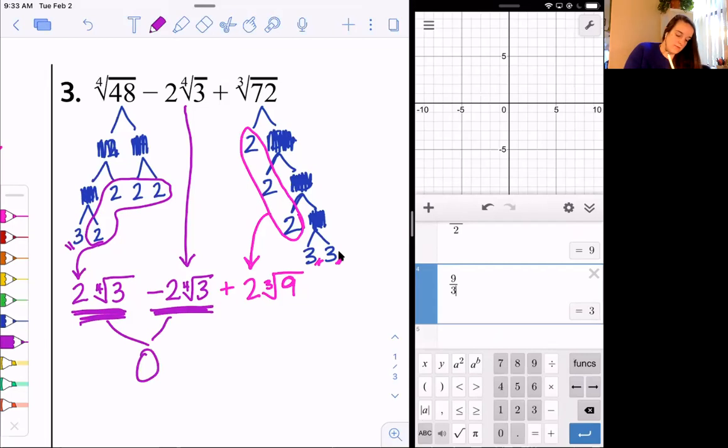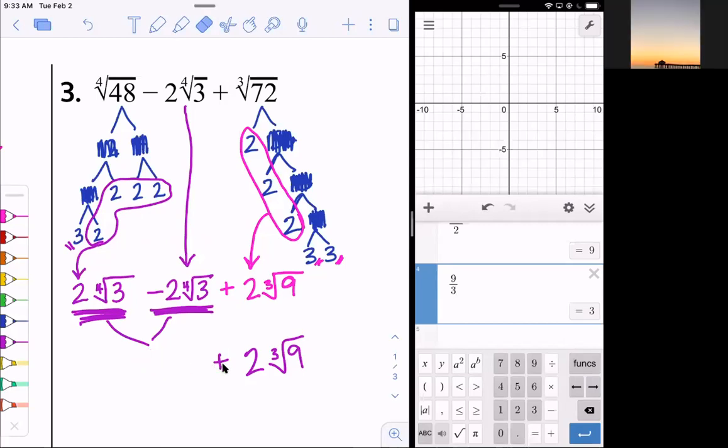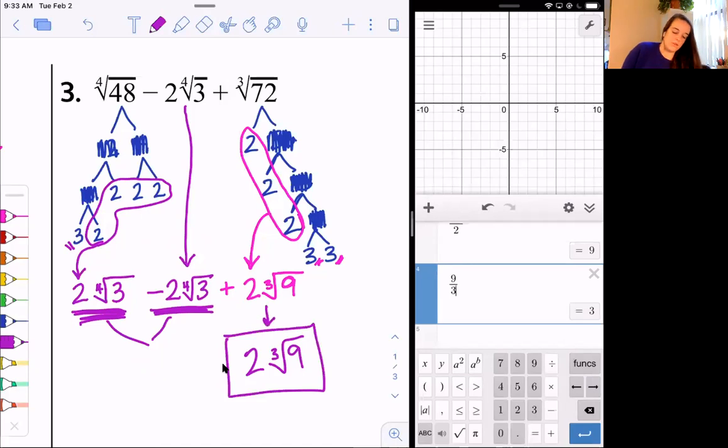And then we have plus 3 cube root 9. When we have 0 something, do we normally write 0? No, we don't normally write it, so we're not going to write it in this case either. Do I need to have this plus sign here, or is it just automatically plus? It's not necessary. So then my answer is just 2 cube root of 9.